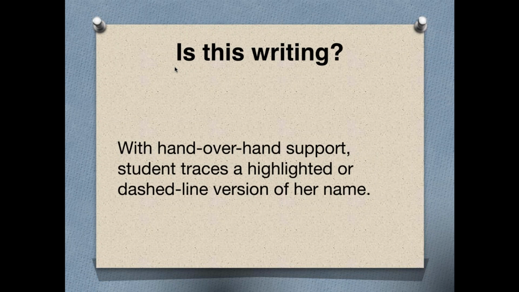How about when a student uses hand-over-hand support? So an adult is sitting next to the student providing hand-over-hand support so they can trace a highlighted or dashed line version of their name. Are they writing? Again, we would say no. We're providing hand-over-hand support for them to trace. Tracing may or may not be developing the fine motor skills, but again, this is not writing.